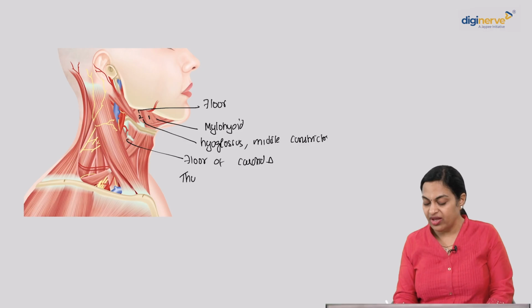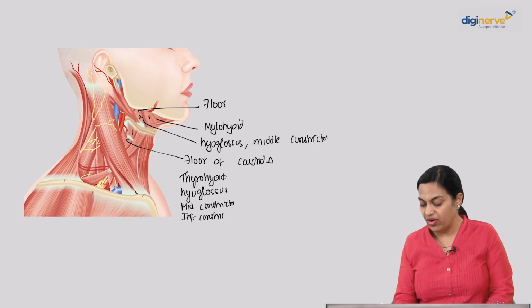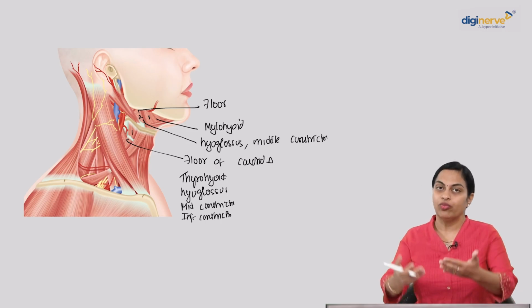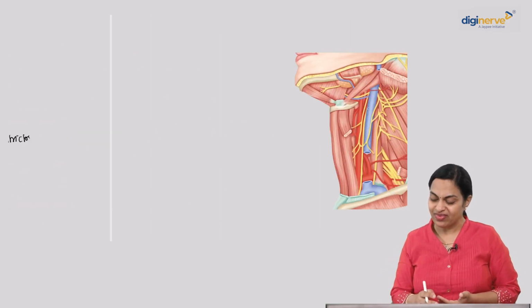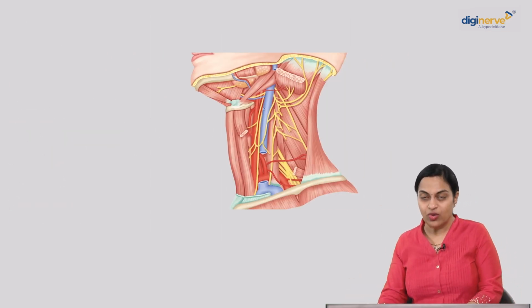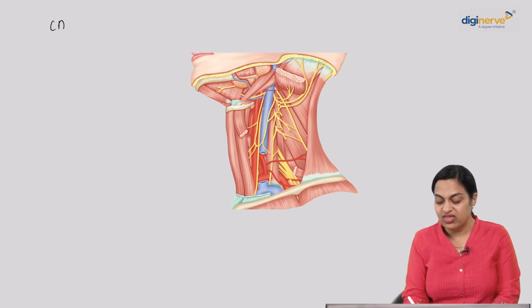Similarly, the floor of the carotid triangle, 4 muscles contribute to it and it is important. We have the thyrohyoid, this one, hyoglossus, middle constrictor coming from the hyoid, and the inferior constrictor coming from the thyroid. These are the 4 muscles contributing to the floor of the carotid triangle. Now, let's go through the carotid triangle. What are the contents of the carotid triangle?